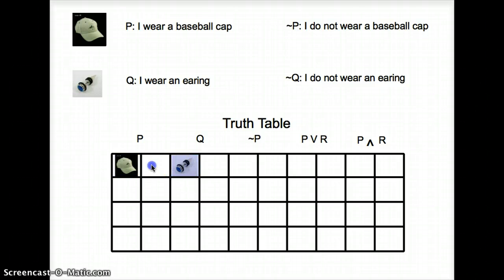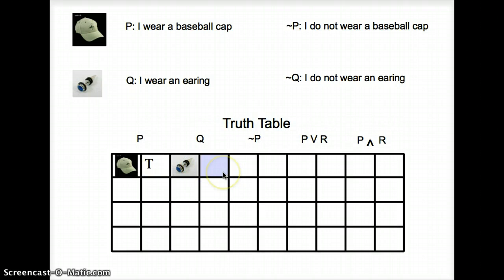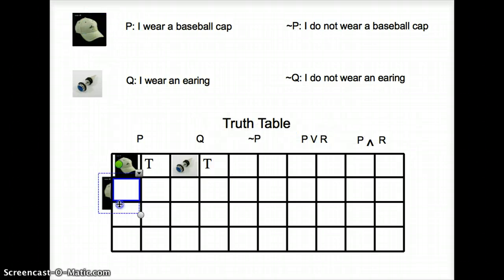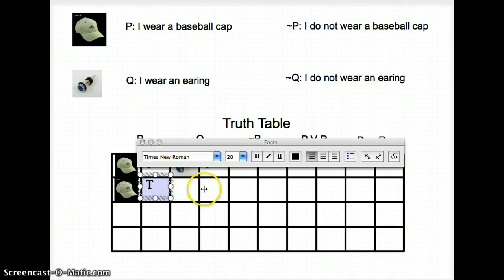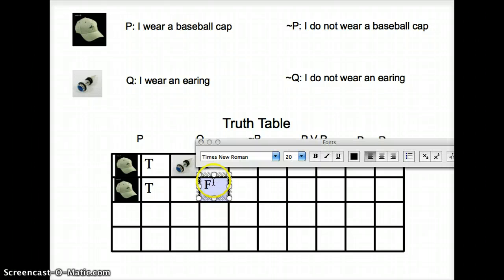So basically that would mean that the first statement is true and the second statement is true. I could also wear a baseball cap but not wear an earring. In this case, the first statement is true. I'm wearing a baseball cap. The second one is false. I'm not wearing an earring.